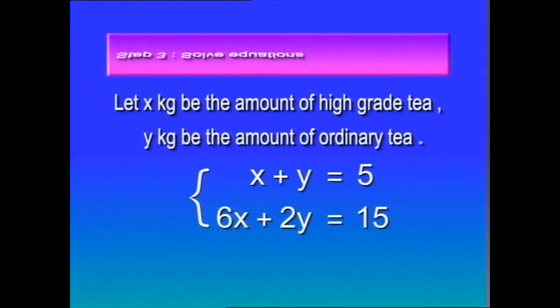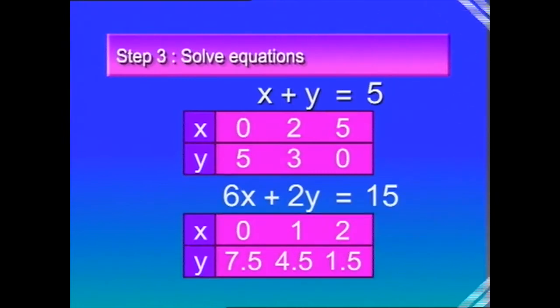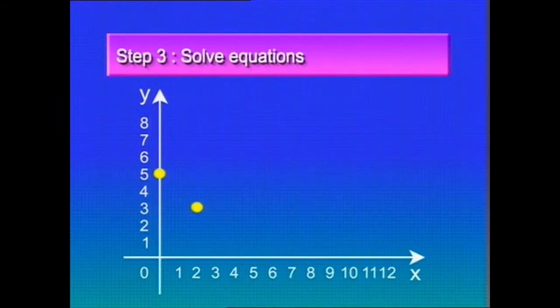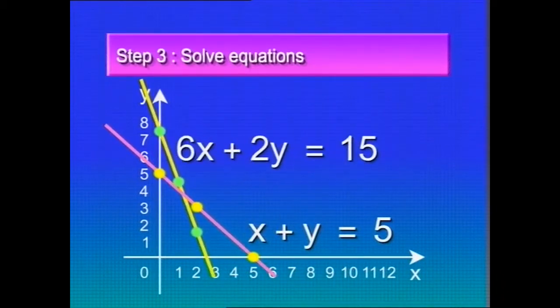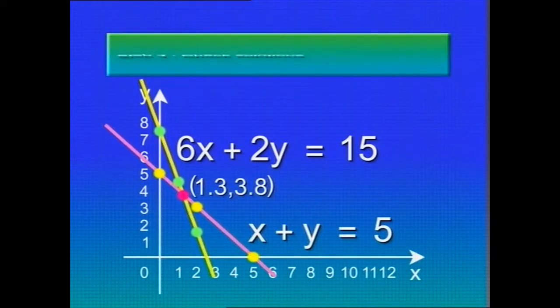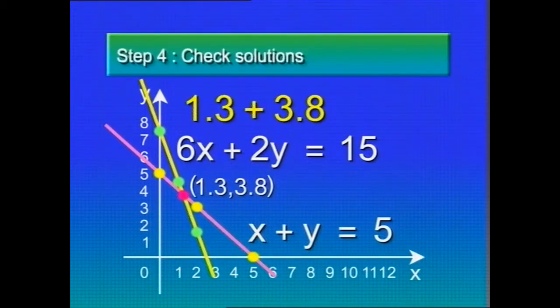We then solve the simultaneous linear equations in two unknowns. The solution of the simultaneous equations is (1.3, 3.8). So we need 1.3 kilograms of high-grade tea and 3.8 kilograms of ordinary tea. But their sum isn't 5 kilos. What went wrong? Is there a mistake?